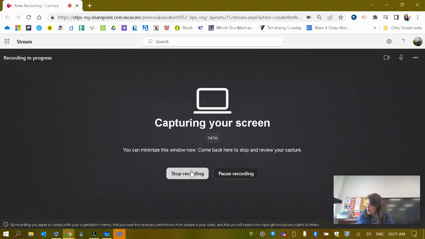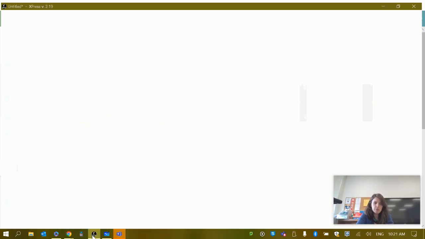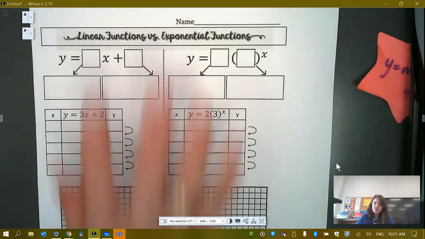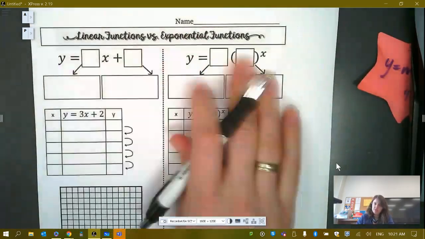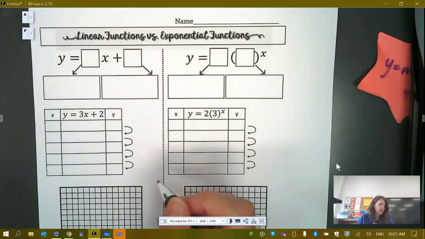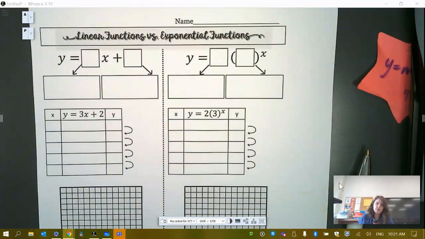Okay, so we're going to do a quick review of, hang on, let me get this open. There we go, of the difference between linear functions and exponential functions. So if I'm taking a look at this, we're going to talk about what the linear function looks like and what the exponential one does.